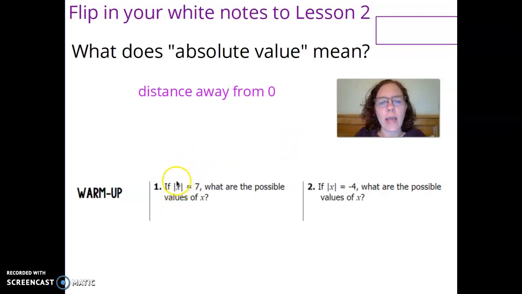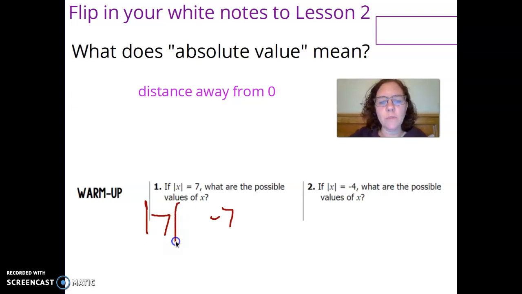So look at this one. I have some number, and the absolute value of that number is 7. That means that this number is 7 units away from 0. So I have two choices. That number might be 7. 7 to the right is 7 units away from 0. That number might be negative 7. 7 to the left is also 7 units away from 0.